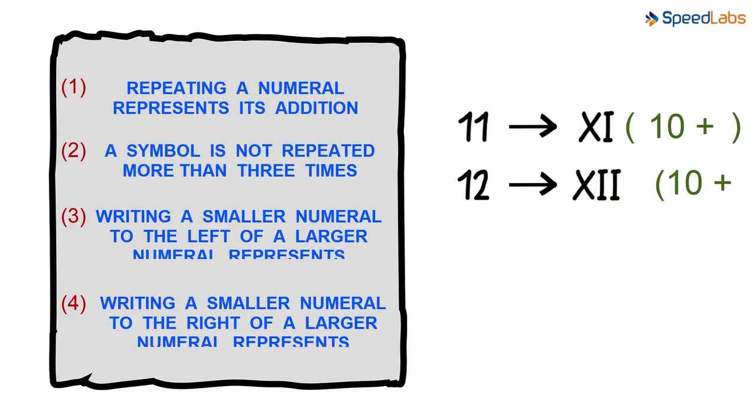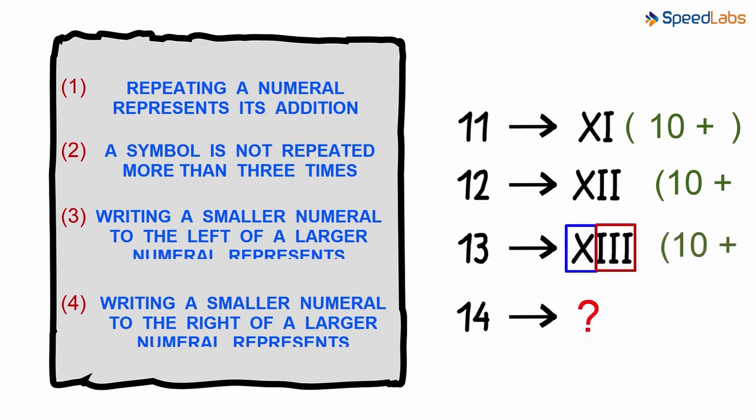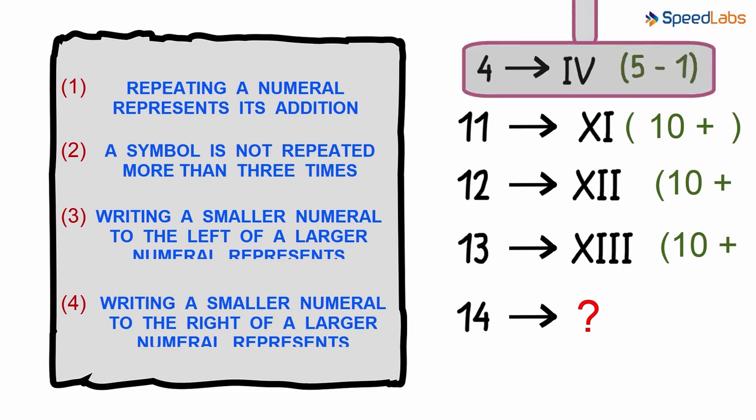Now it won't be difficult for you to write the Roman numerals 13 and 14. Pause the video and try them out. The Roman numeral 13 can be written like this. 10 plus 3. Next we have number 14. Did you get the answer? Recollect the Roman numeral 4. Yes, it was written as 5 minus 1.